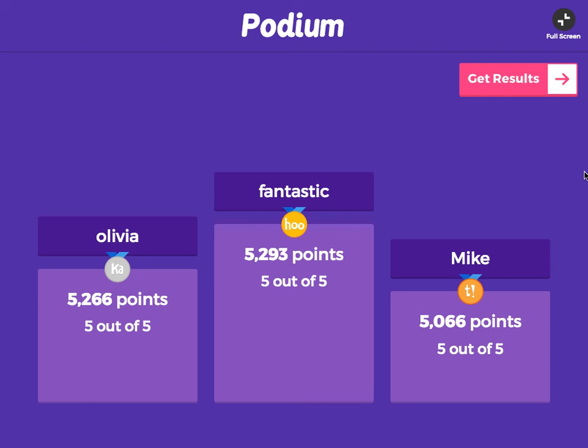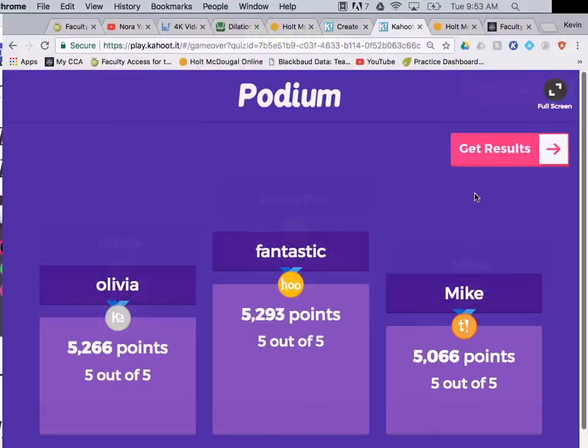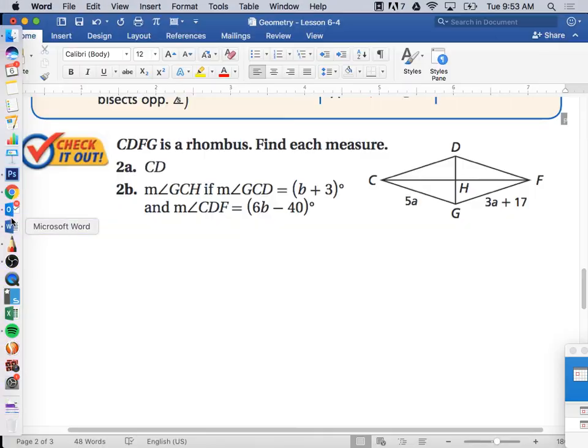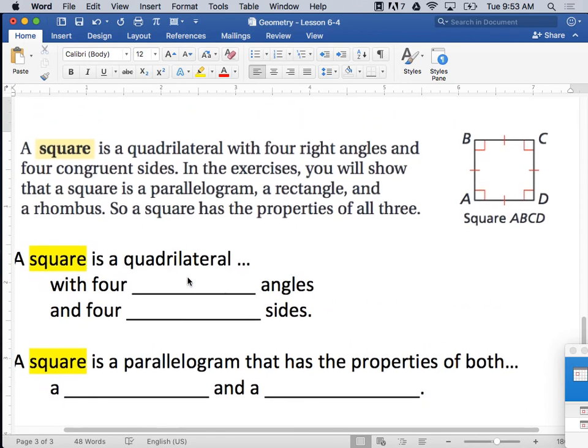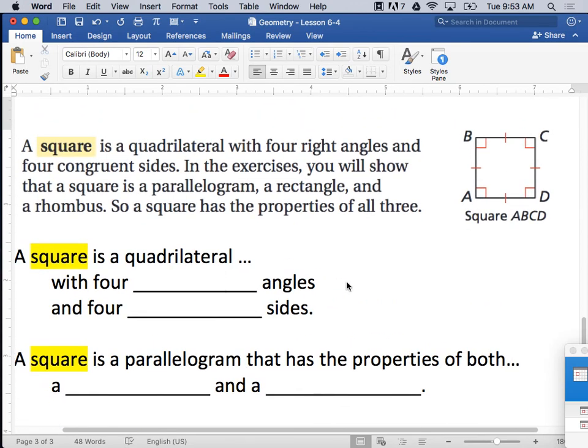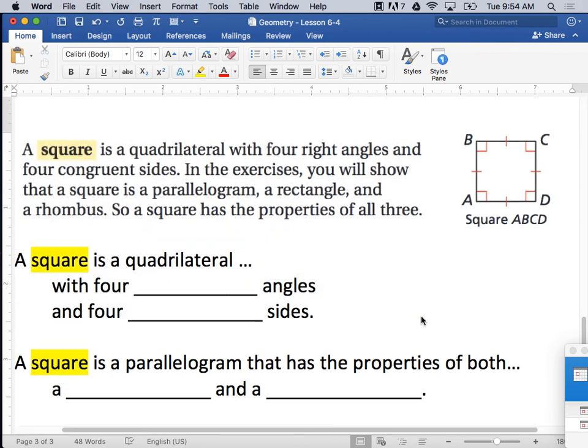All right, let's continue. Just a brief tidbit of our lesson continues on here. If we read that out loud, Marcus, why don't you go ahead and read the first statement? A square is a quadrilateral with 4 right angles and 4 congruent sides. Well, there you go. That's helping you fill in the blank for the first one.